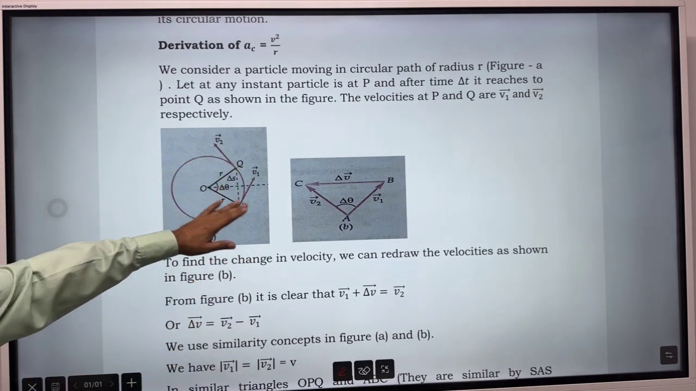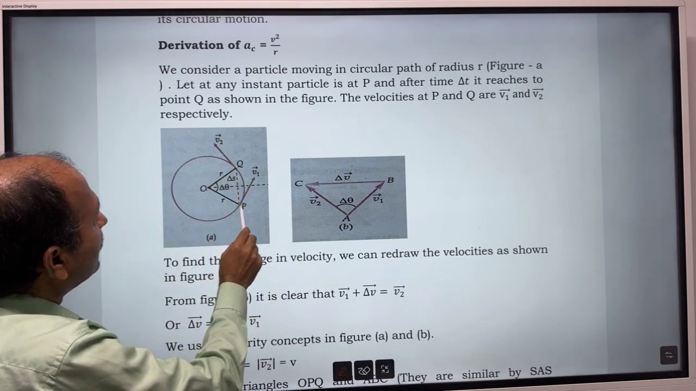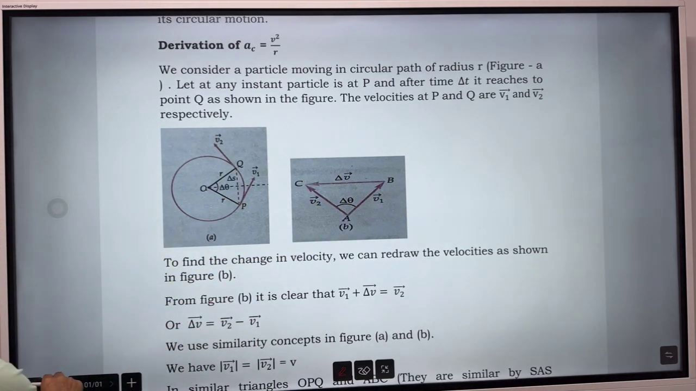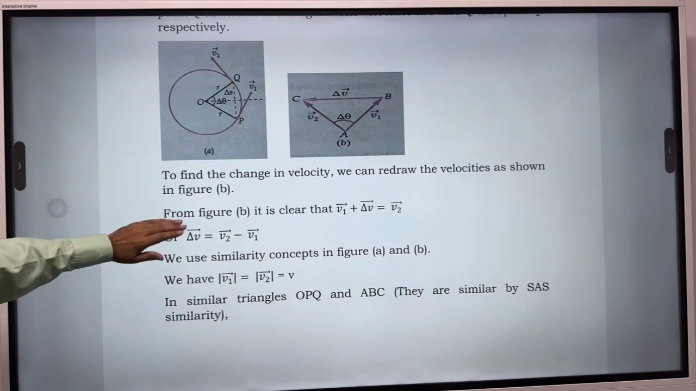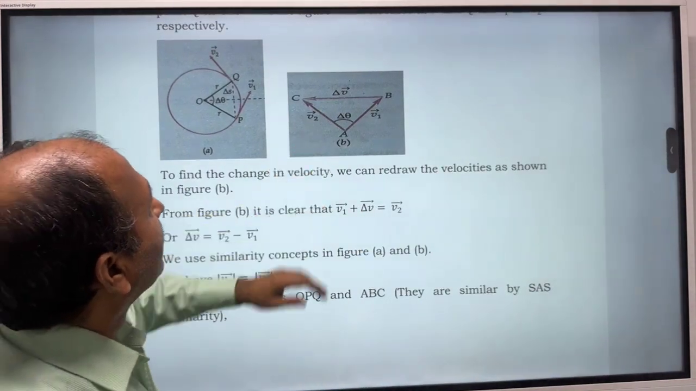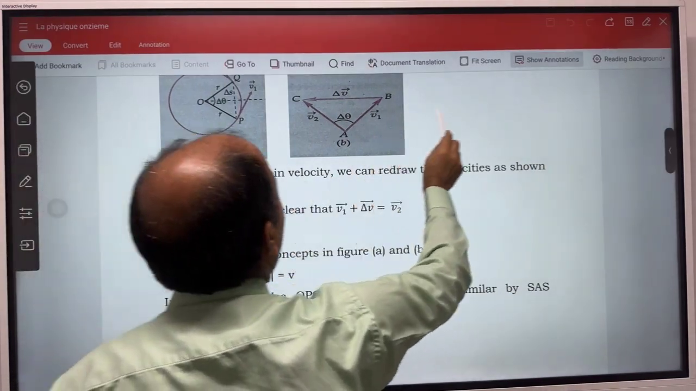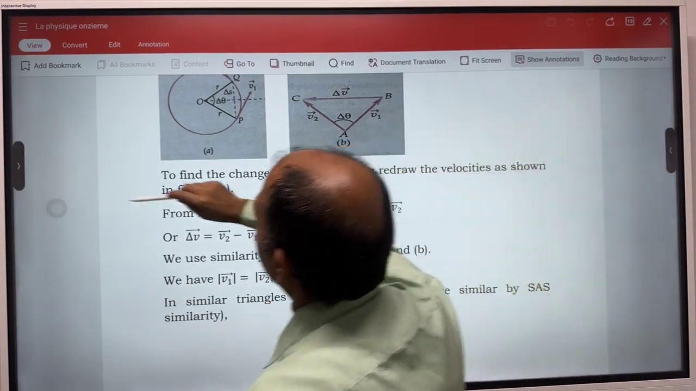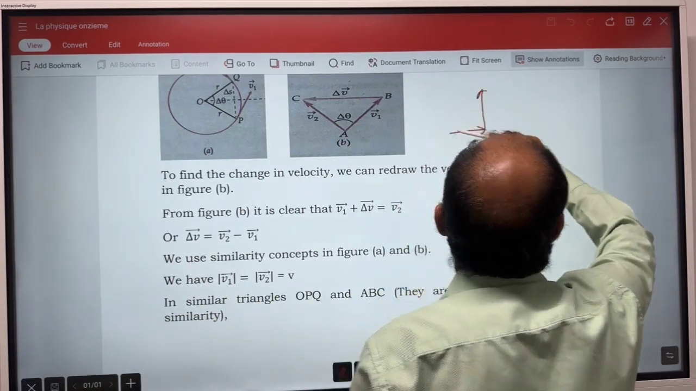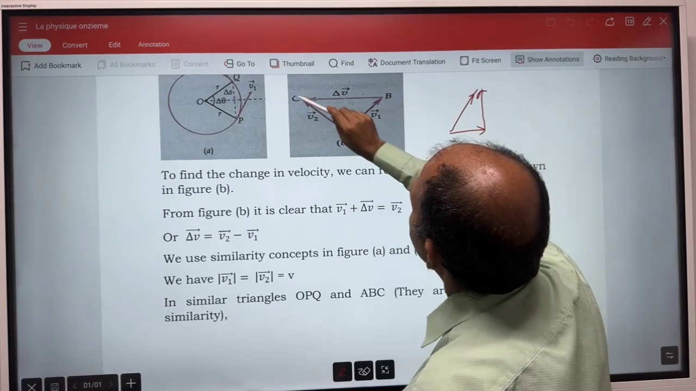Other things, if you observe here, this is delta S, the linear displacement, and this radius is the same. Here we are going to compare these two triangles, OQP and ABC, and we will write the ratio and then derive the result. From the figure it is clear that, as I told you, if one vector is in this direction and another vector is in this direction, the resultant will be the closing one.